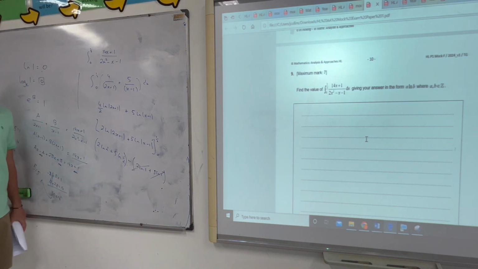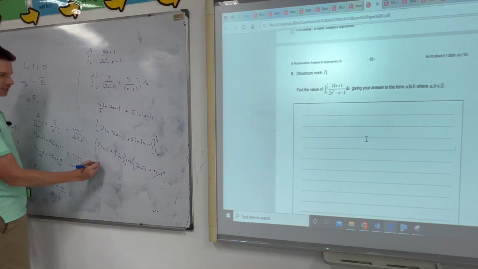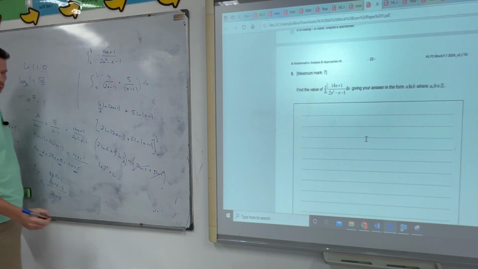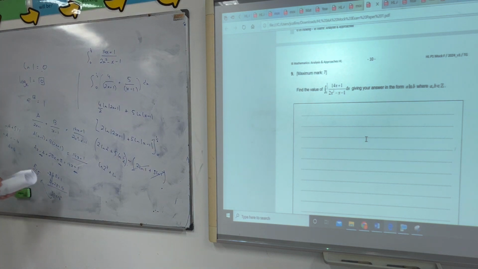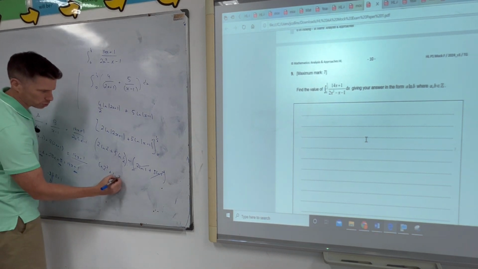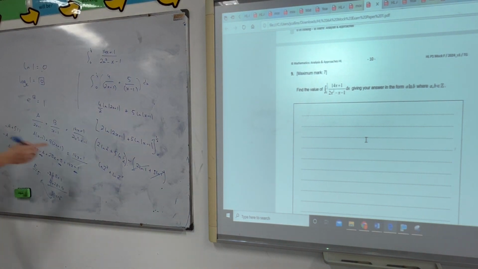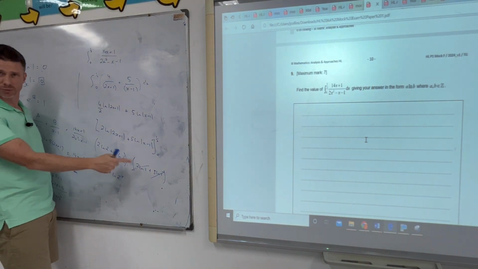Are we happy with that? This, on the other hand, is ln 2 squared plus ln, is this 2 to the power of minus 1 to the power, 2 to the power of minus 5? Am I right? Half to the power of 5. 2 to the minus 5? 1 over... I see how that works. I did 2 to the power minus 1, and then I multiplied it by 5.